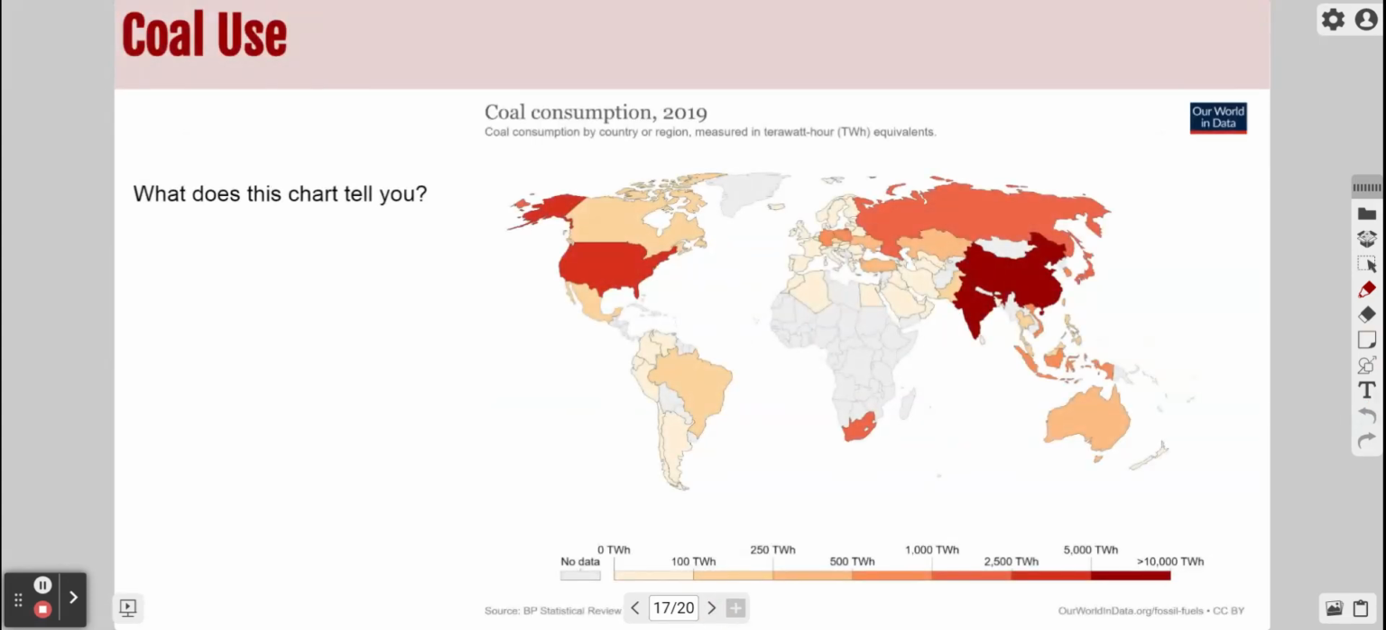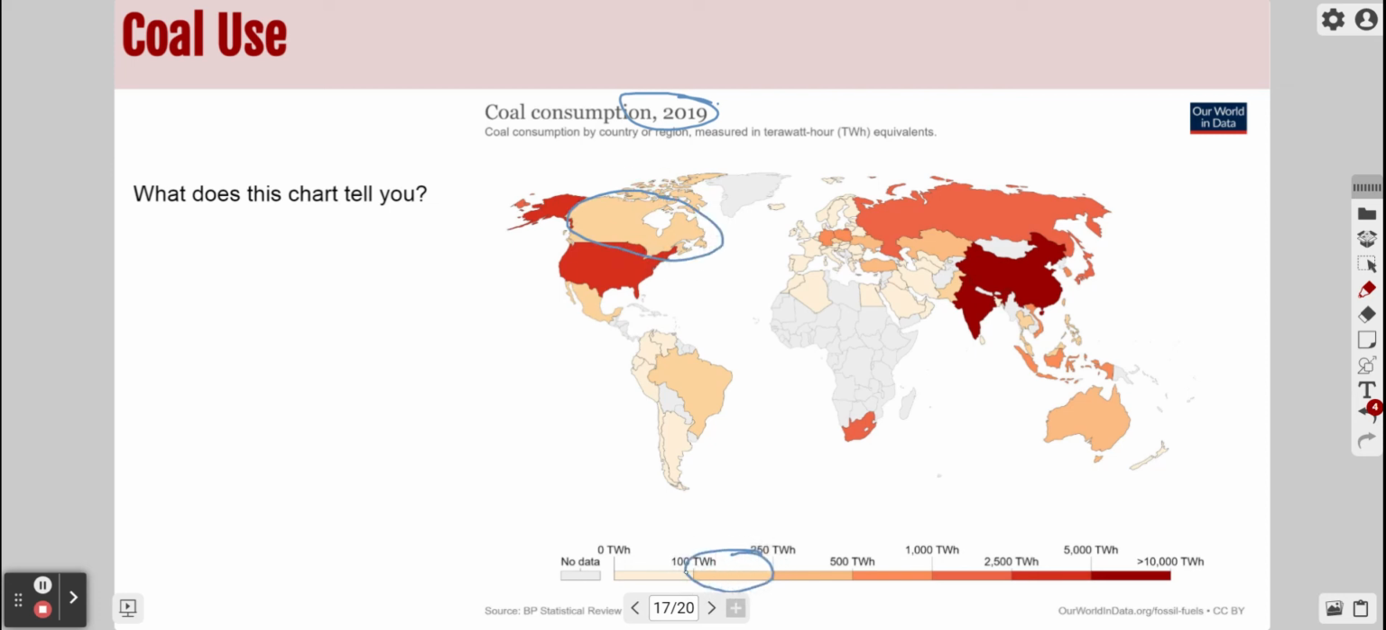So I threw in a couple extra charts at the end here just for you to practice reading your charts. What does this chart tell you? When I read this chart, I see coal consumption for 2019. Keep in mind that's 3 years ago from the time I'm making this video. I am seeing that Canada is there and there's its colors.